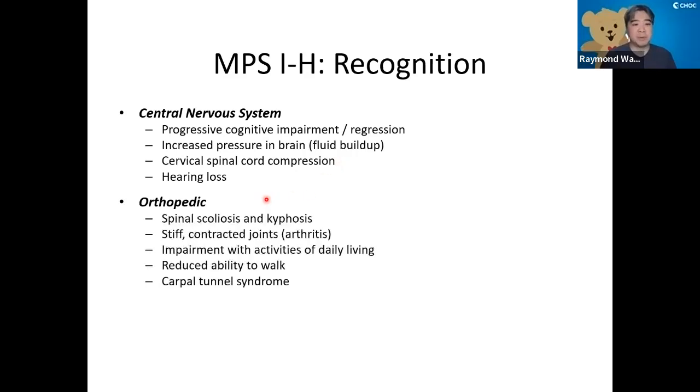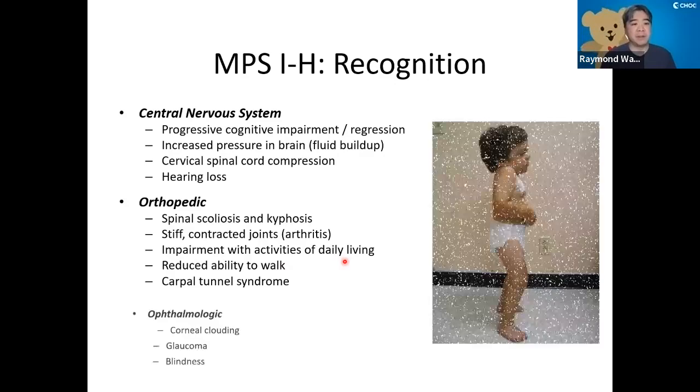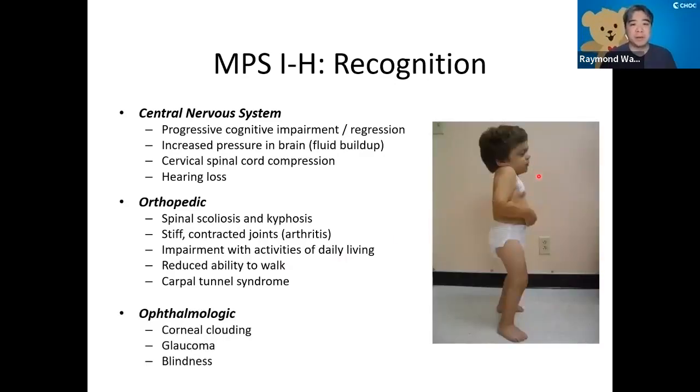Orthopedic, as we discussed before, scoliosis, kyphosis, contracted joints. It's like an inflammatory osteoarthritis, stiff joints, a reduced ability to walk, carpal tunnel syndrome, all of these combine to generate pretty significant impairment in activities of daily living. Here's a young man who, despite trying to do his very best to stand straight up, you can see the shoulder contractures, elbow, knee, and hip.